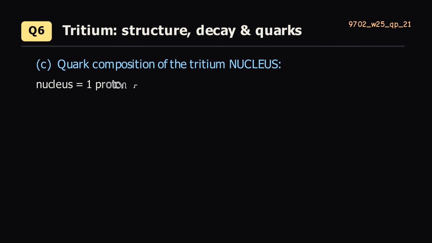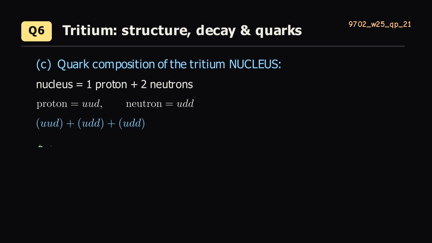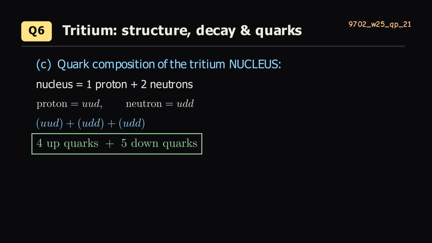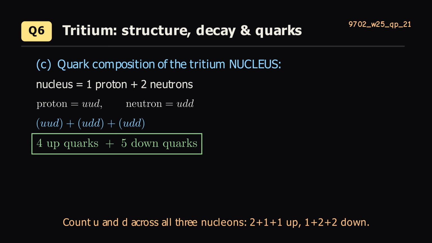Part C. The tritium nucleus is 1 proton plus 2 neutrons. A proton is up up down, a neutron is up down down. That gives 4 up quarks and 5 down quarks in total. Count U and D across all 3 nucleons, 2 plus 1 plus 1 up, and 1 plus 2 plus 2 down.